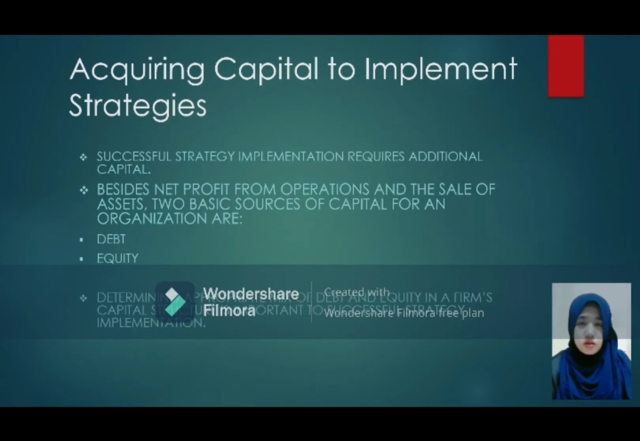Acquiring capital to implement strategies. Successful strategy implementation requires additional capital. Besides net profit from operations and the sale of assets, two basic sources of capital for an organization are debt and equity. Determining the appropriate mix of debt and equity in a firm's capital structure is important to successful strategy implementation.